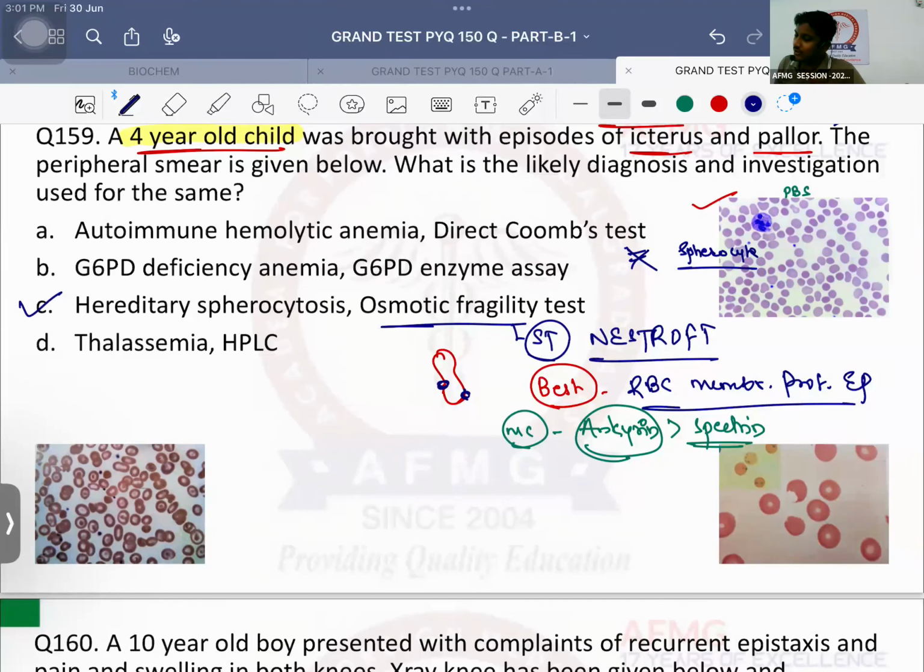Next, G6PD deficiency anemia. It is due to deficiency of an enzyme known as glucose 6 phosphate dehydrogenase enzyme. It is the rate limiting enzyme of which pathway?